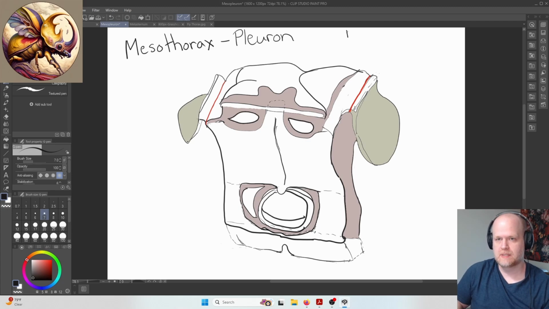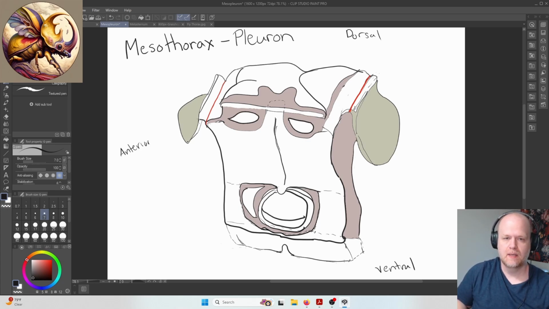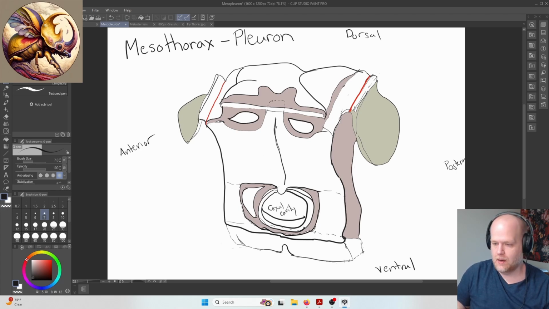The dorsum is up here. So this is the top. This is the back, dorsal. Down here is the ventral. Just to get your bearings here, this will be the anterior, towards the head, and this is the posterior, towards the tail. And this big hole, this is the coxal cavity. This is where the leg attaches. And up here, this process here is the pleural wing process. Let me draw a line out here. This is the wing process. This is where the wing attaches.